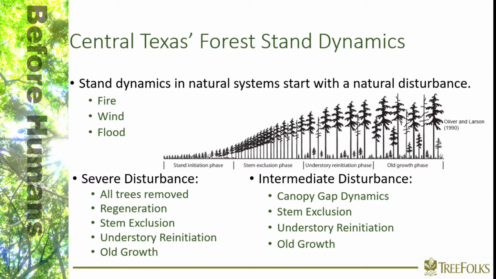The disturbances seen by the forests of Texas before people were likely from fires generated by lightning strikes, wind generated from storms, and floods generated by rivers overtopping their banks. In severe instances, all trees would be lost from the stand. This begins succession all over again with the regeneration or stand initiation phase. In the case of intermediate disturbance, it would only get knocked back a few steps since only a few trees are lost. This results in something called gap dynamics. But then the greatest disturbance of all arrived: people.